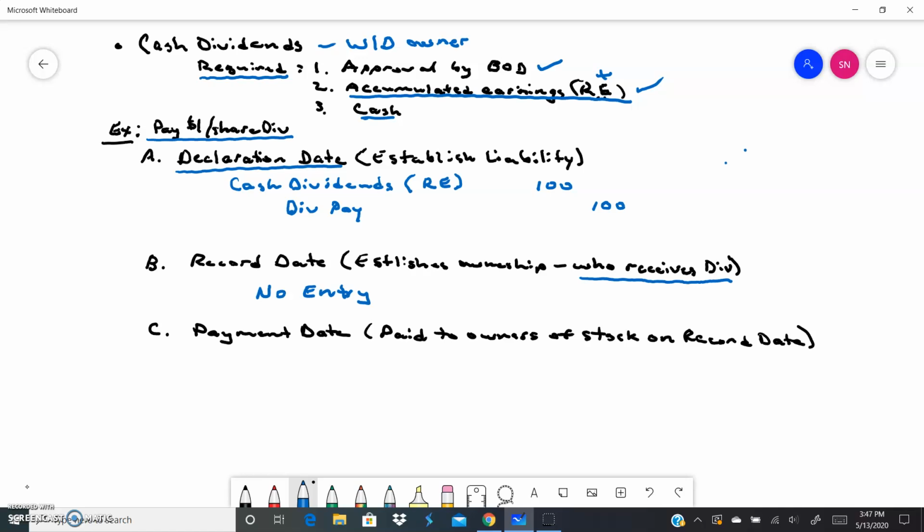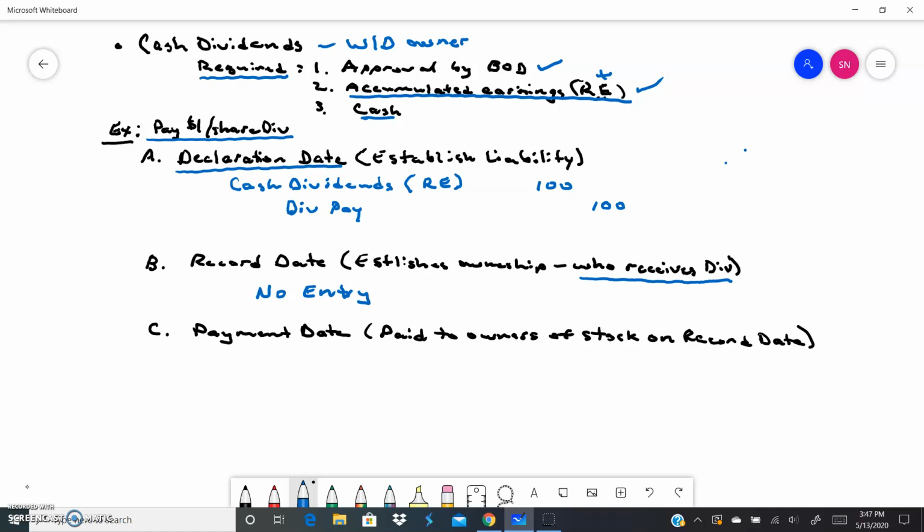This used to be about a month in time for purposes of getting everybody's address together so that they could mail checks to the people. Obviously, now this is done mostly electronically. There's probably a few dividend checks that go out, but nonetheless, usually it's about 30 days from the record date.